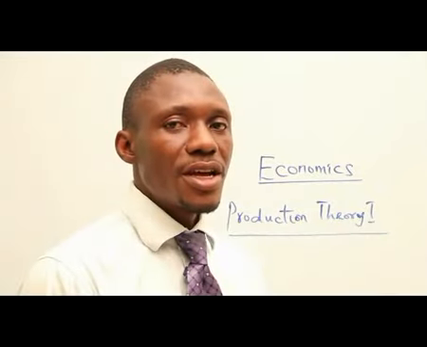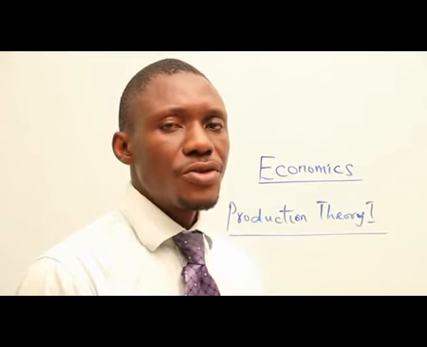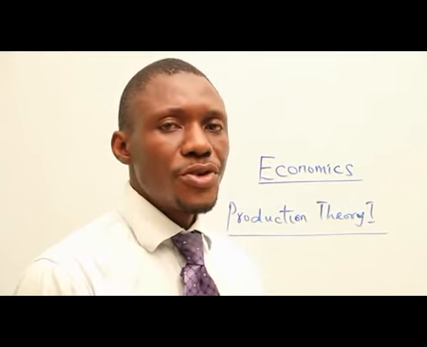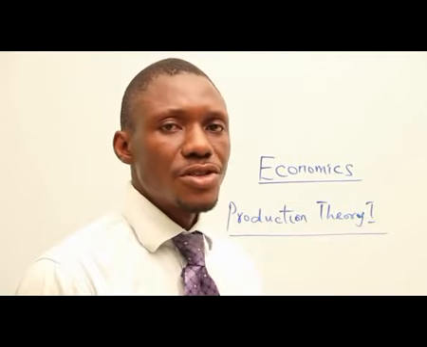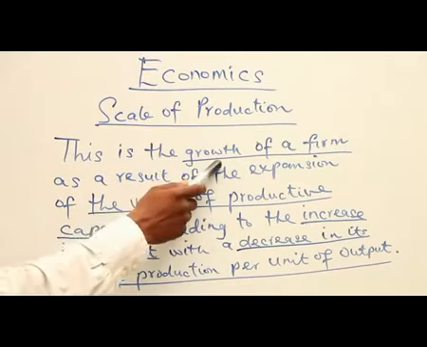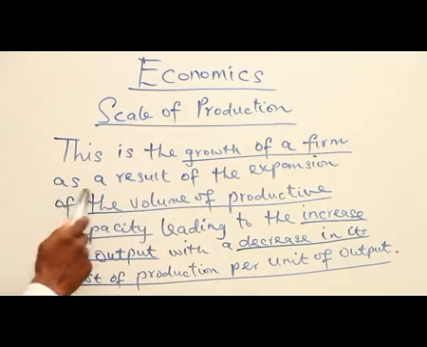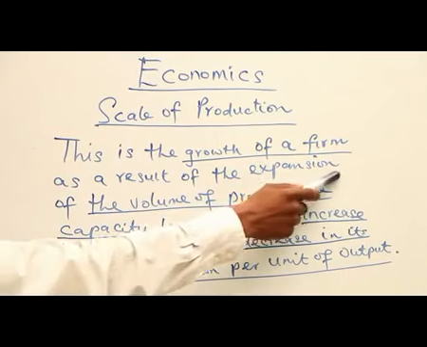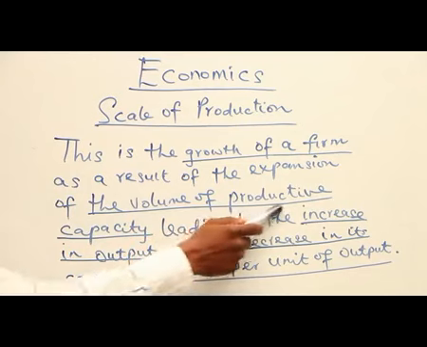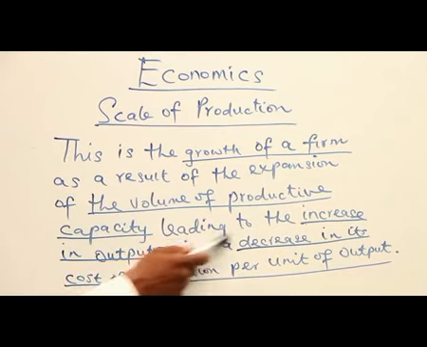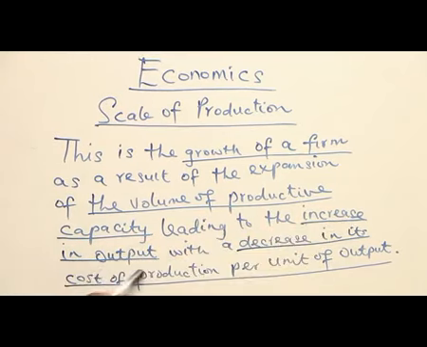At this moment in economics class, we shall be looking at production theory 1. Under production theory 1, we want to look at scale of production. This is the growth of a firm as a result of the expansion of the volume of productive capacity, leading to the increase in the output with a decrease in its cost of production per unit of output. So when we are talking about scale of production, we can also call it economies of scale.